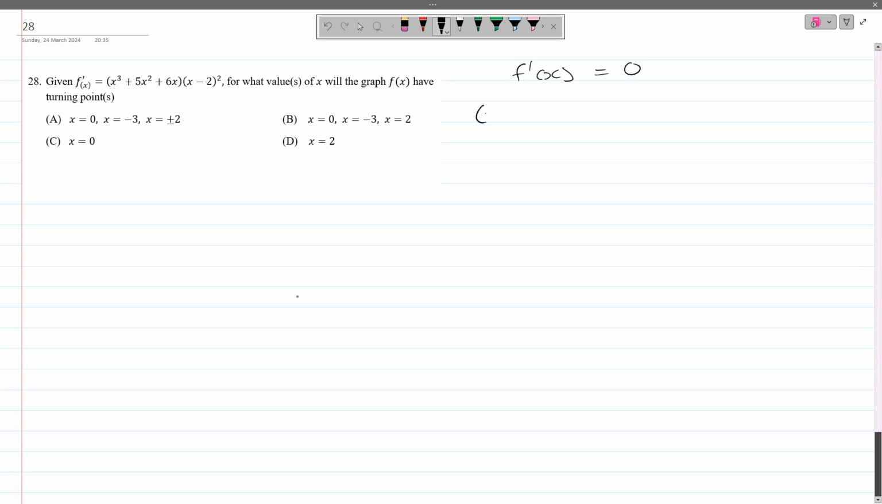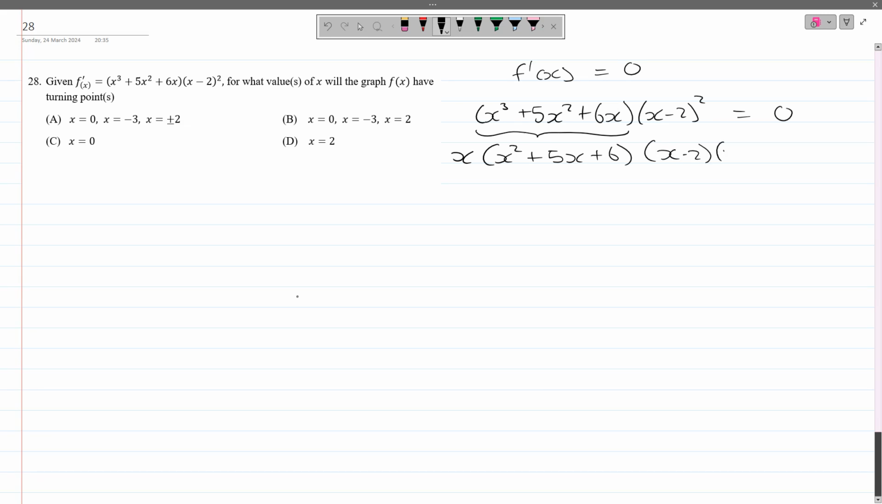So if we were to solve, let's write that, x to the power of 3 plus 5x squared plus 6x multiplied by (x minus 2) squared is equal to 0. Then we'll be able to find our values by factoring x out of this part of the equation. So we're taking x out, we are left with x squared plus 5x plus 6, and then (x minus 2) and (x minus 2) if we want to write it out.